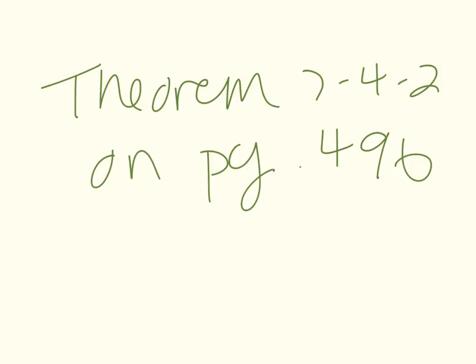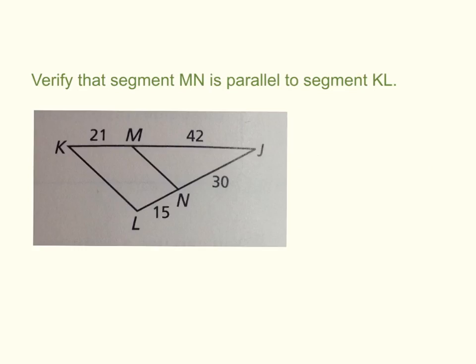Alright, next we have another theorem for you. This is the converse. So remember, converse means we're switching our hypothesis and conclusion. So it's basically what we just said in the triangle proportionality theorem, but we're switching our hypothesis and conclusion. So go ahead and write that down. It's on page 496. Okay? Hopefully you got that theorem written down.